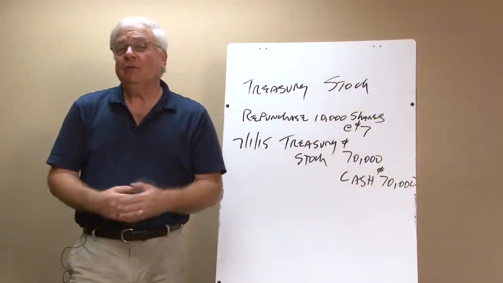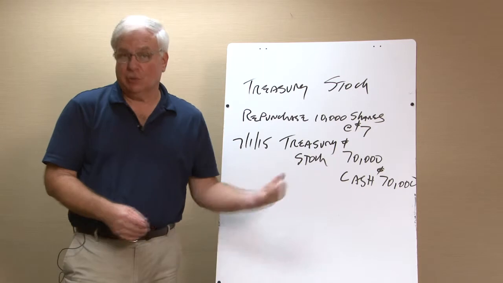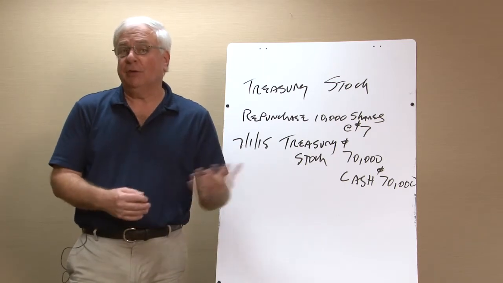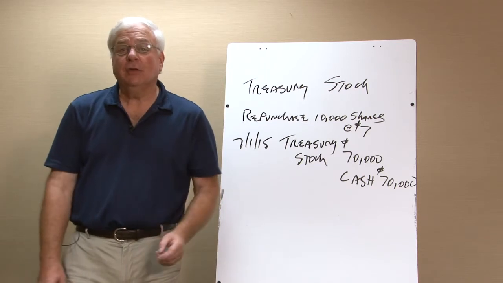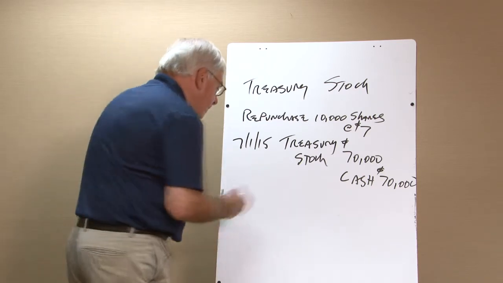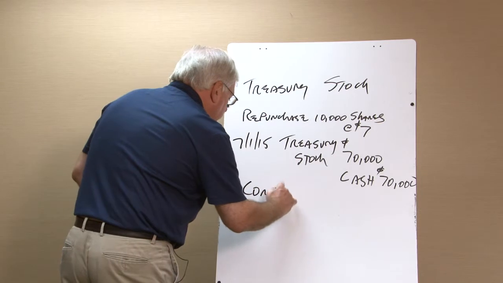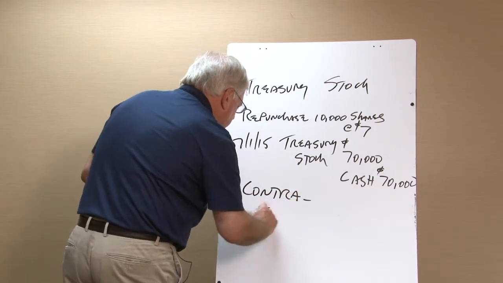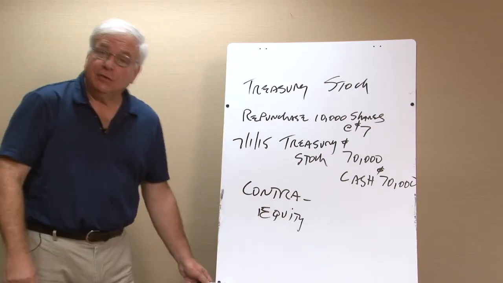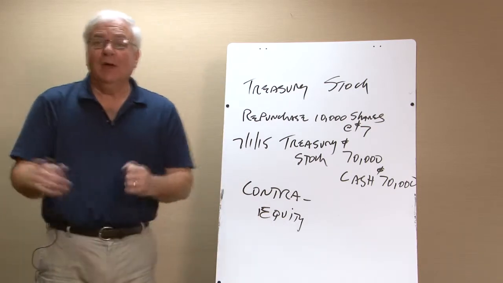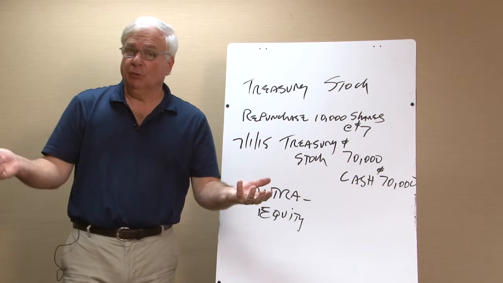Now, from the way this account is being used, it might seem that treasury stock is an asset account. You see it being debited there. That's not the case. What treasury stock is, is a contra equity account. That's why it's working the opposite way. We're debiting it instead of crediting it to increase it.